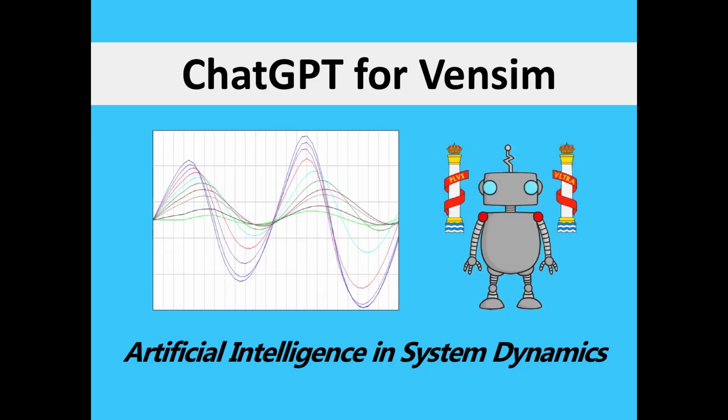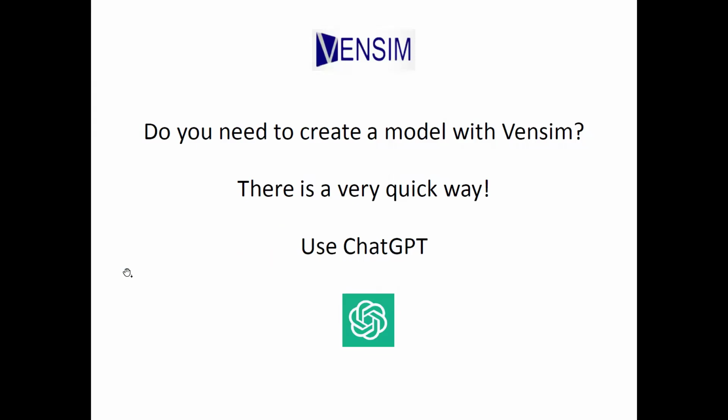Let's see how we can use ChatGPT to create simulation models with Vensim. To do this, the first thing we need to be clear about is that we're going to create an executable file containing a Vensim simulation model. We don't want ChatGPT or any other artificial intelligence tool to give us advice on how to do it, which variables to include, or any equations. Rather, we want it to directly create the model that we can run with Vensim.